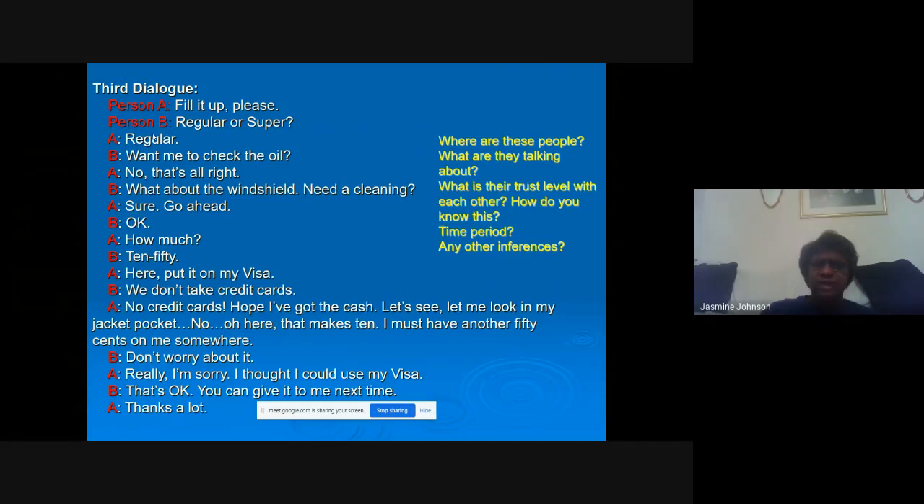Person A, fill it up, please. B, regular or super? A, regular. B, want me to check the oil? A, no, that's all right. B, what about the windshield? Need a cleaning? A, sure, go ahead. B, okay. A, how much? B, $10.50. A, here, put it on my Visa. B, we don't take credit cards. A, no credit cards. Hope I've got the cash. Let's see. Let me look in my jacket pocket. No. Oh, here, that makes 10. I must have another 50 cents on me somewhere. B, don't worry about it. A, really? I'm sorry. I thought I could use my Visa. B, that's okay. You can give it to me next time. A, thanks a lot.